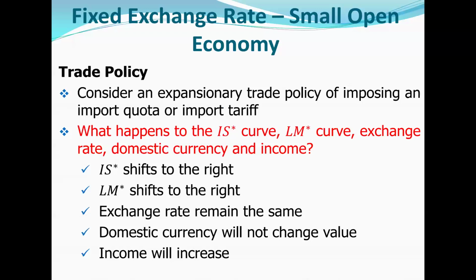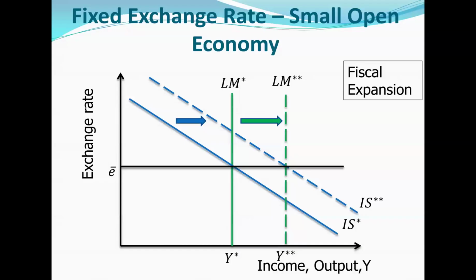And finally, about the trade policy. Expansionary trade policy, as I've already said, is where we want to reduce imports and increase exports. During that time, IS will shift to the right, LM will shift to the right, the exchange rate will remain the same, and the domestic currency will not change as well. And then income will do what? It will increase. The graphical representation is the same one that I've shown you, and here it is.